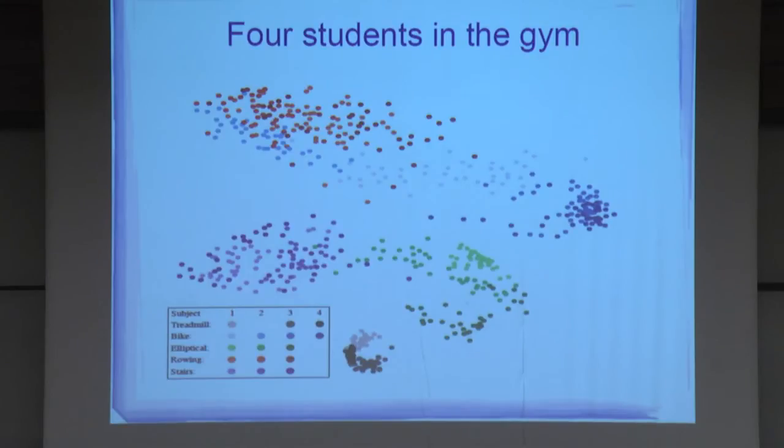And this is another example of four students in the gym. So you can see here in purple, you can see Stairmaster. In a reddish color, you can see rowing. There are four students, 1, 2, 3, 4. Those are their activities, and we just mapped this very high dimensional signal into 2D to show you the differences and the similarities between the persons.